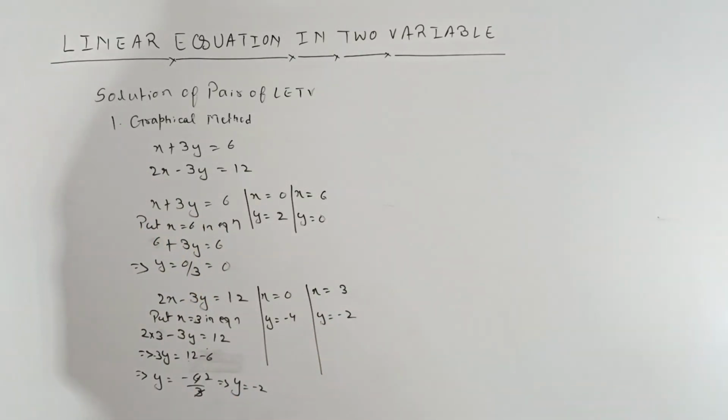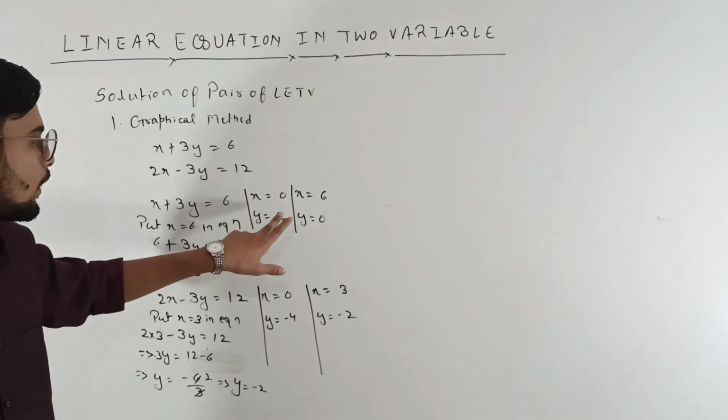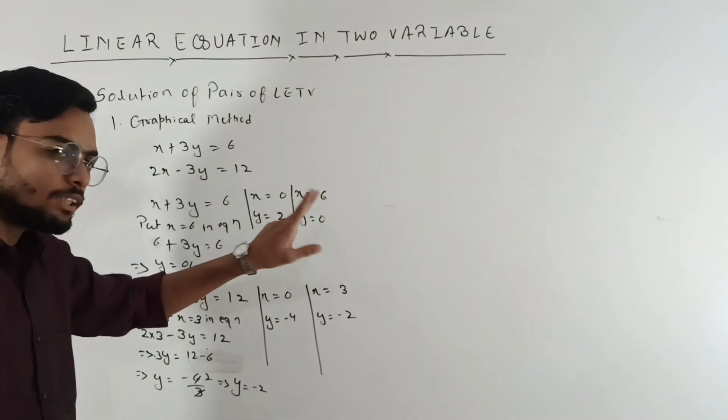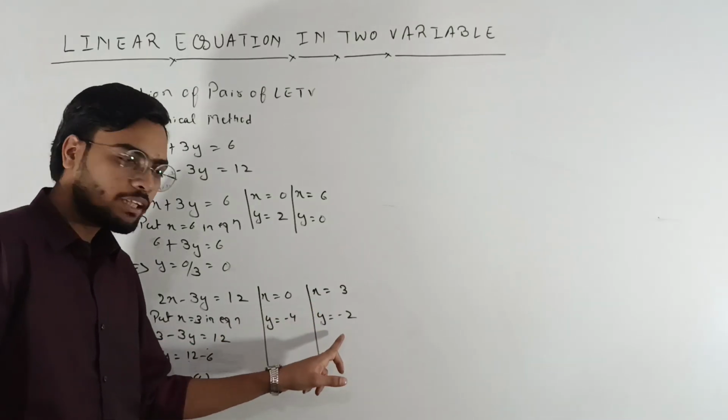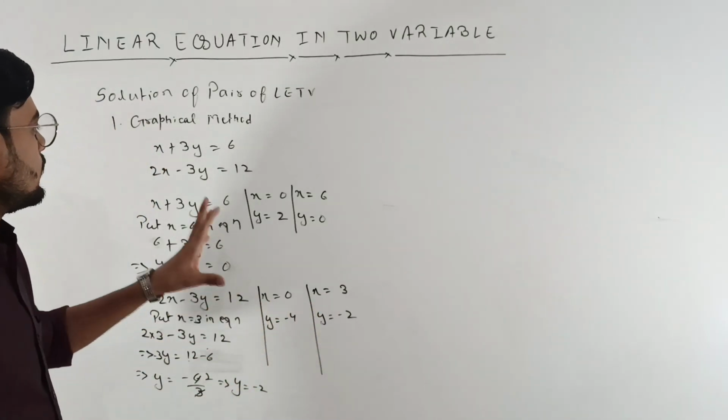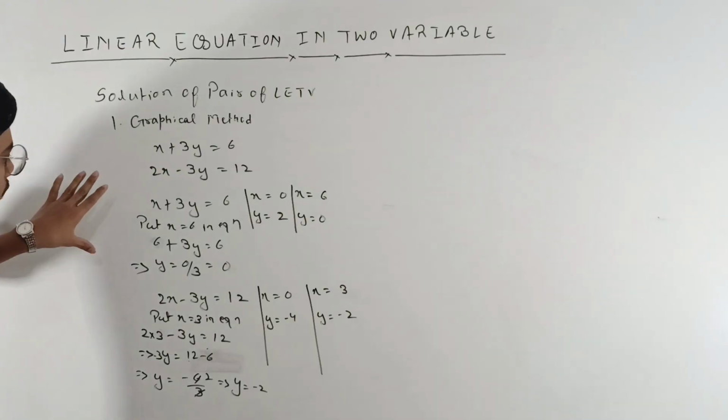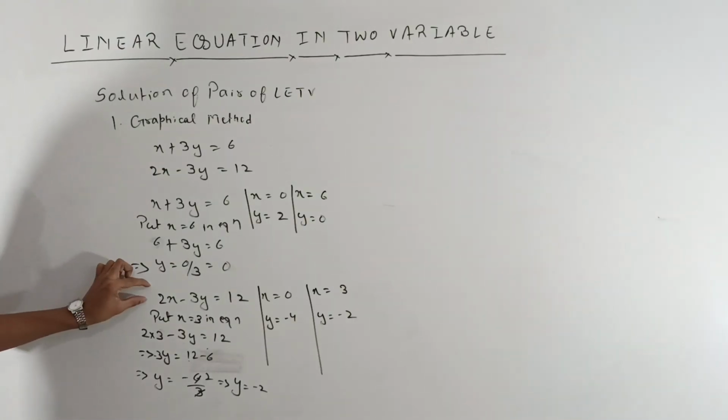Now look, for the first equation, when x is 0, y is 2. When x is 6, y is 0. For this equation, when x is 0, y is minus 4. When x is 3, y is minus 2. Now the third step, we have to draw the graph for these equations.